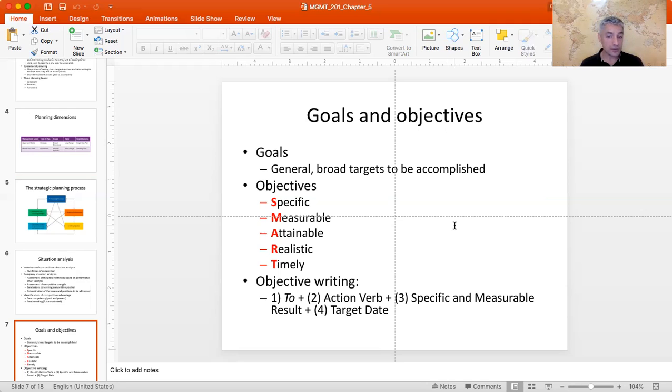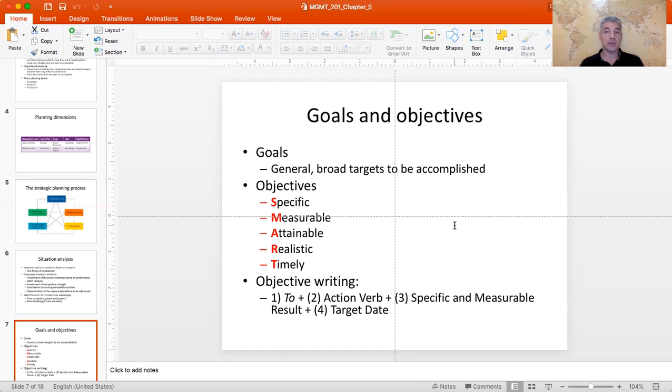And so when you write your objectives, basically what you want to say is, there has to be a verb, there has to be a specific and measurable result, there has to be a target date. For instance, you may want to say that our objective is to increase our sales by 20% by the end of 2021. Right, so that would be an example of a properly structured objective.